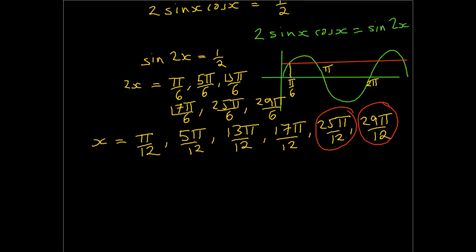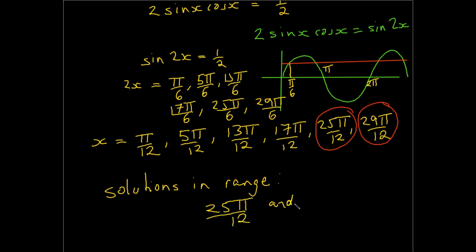So the final solutions in range are 25 pi over 12 and 29 pi over 12.